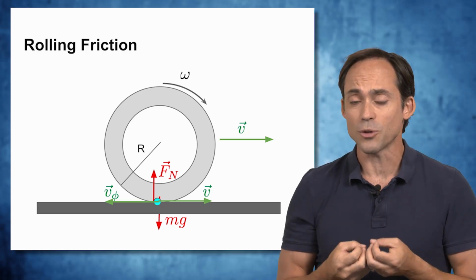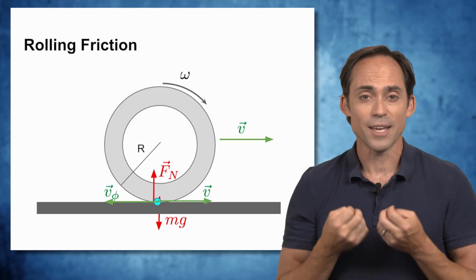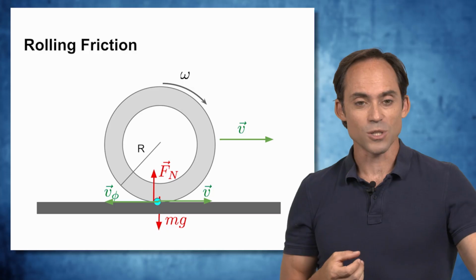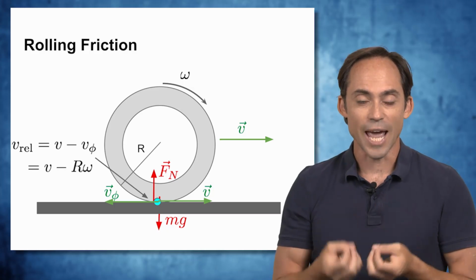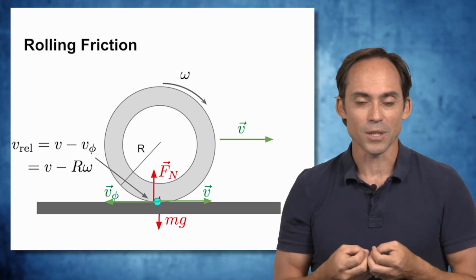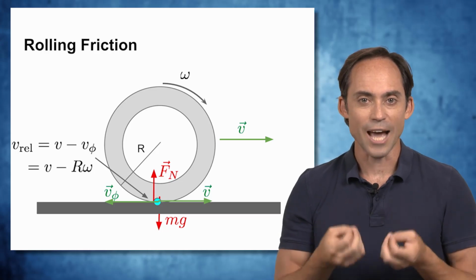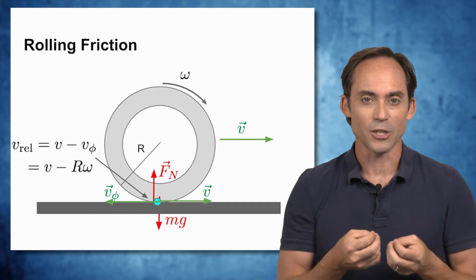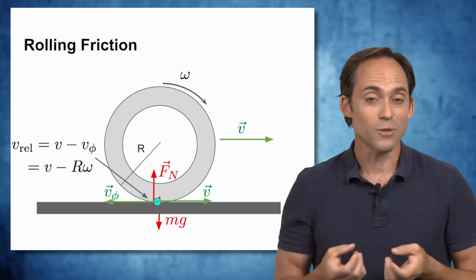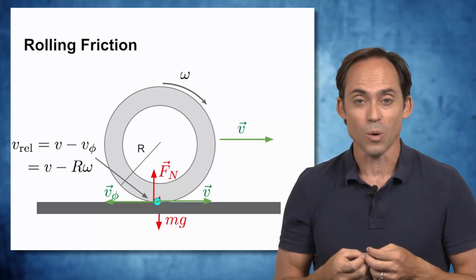So if we want to actually calculate the relative velocity, we have to add these vectors together, which means in a one-dimensional sense we're subtracting the angular velocity from the linear velocity, or the angular speed from the linear speed, which means that the actual relative velocity is going to depend on the linear speed minus the radius times the angular rate. So the friction force is going to depend on what these two quantities are.